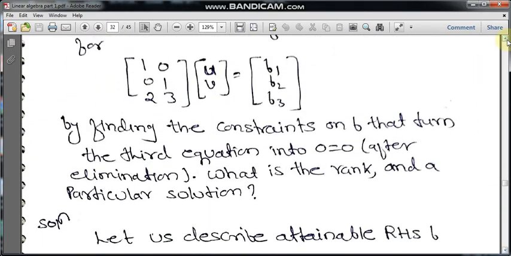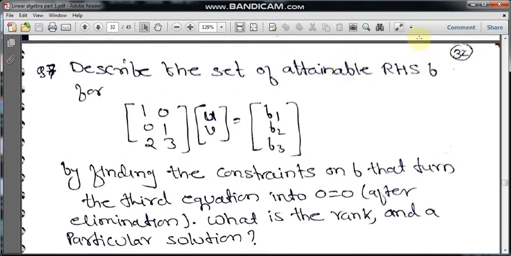So here another problem is asked. Describe the set of attainable RHS for b. We have seen this type of problem already. Attainable means just reduce this A to U or to R. If you reduce this to U, and you get 0, 0 at the last rows, then in the augmented matrix this term also has to be equal to 0. If that is 0 equals 0, we have to check, and that itself is attainable.